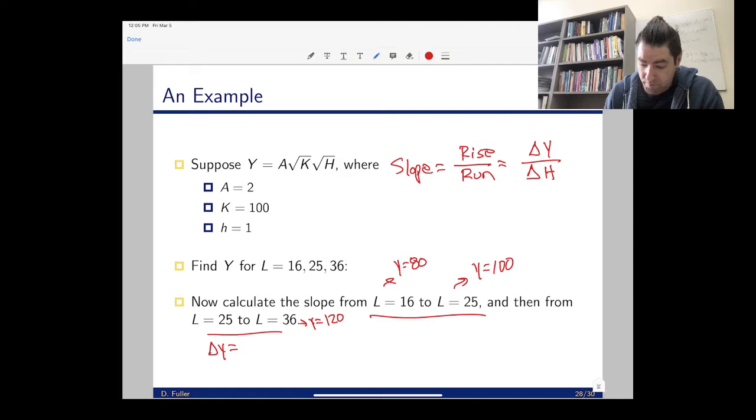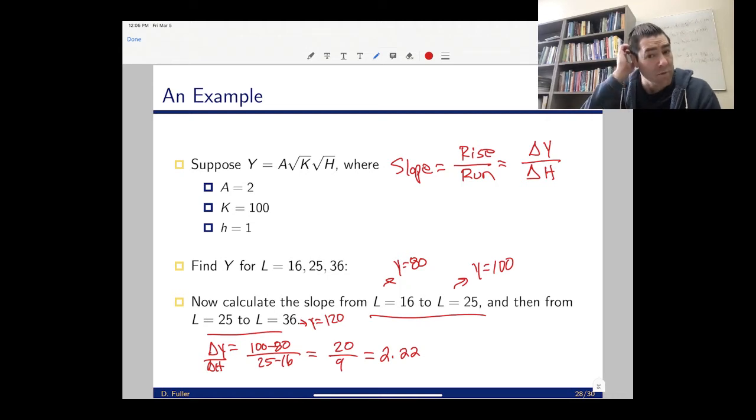Change in Y over the change in H. Change in Y is 100 minus 80. Change in H, 25 minus 16. So that would be 20 over 9, and that turns out to be 2.22 repeating, right? If I think of the interpretation there, what it says is that for each unit increase in L or H, my GDP is going to go up by 2.22 units in that interval.